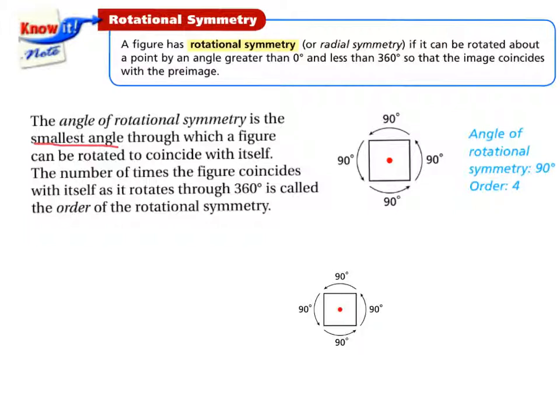So let me just kind of show you how this works. If I took my box, spun it 90 degrees, there's the smallest angle which it can go onto itself. Another 90 degrees. Another 90 degrees. Another 90 degrees. I can spin it 4 times to equal a total of 360 degrees.